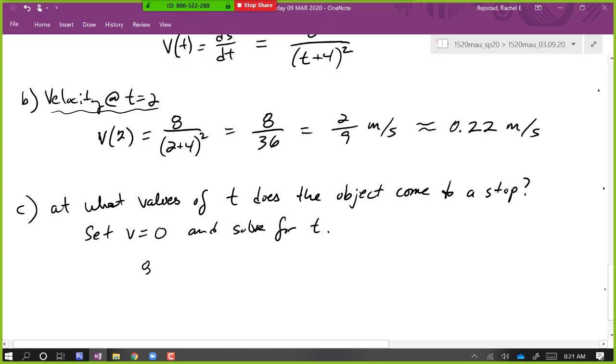So that would be 8 over t plus 4 squared equals 0. And this is a good example of why we always simplify. I really don't have to do any algebra at all. I could take a single step and show it more completely, but just looking at this equation, it's never 0, right? A fraction is 0 only when the numerator is. That's the only way a fraction can be equal to 0, if what's on top is equal to 0. And 8 is never equal to 0, right? It's a constant. So this has no solution, which means the object never stops.